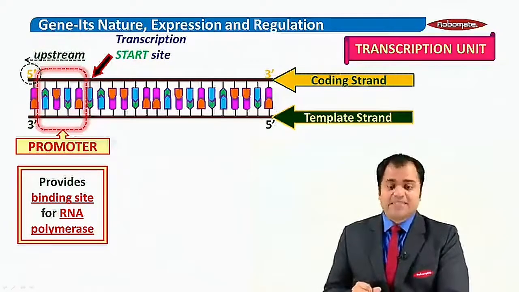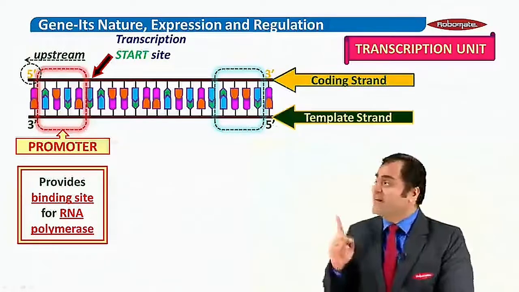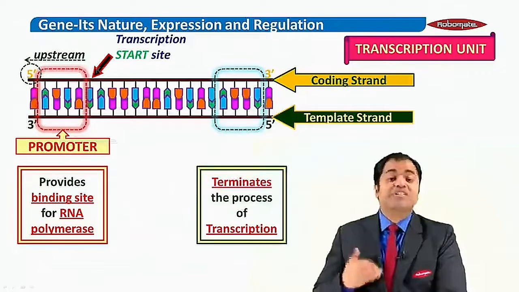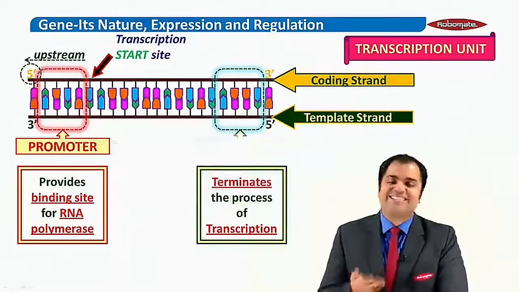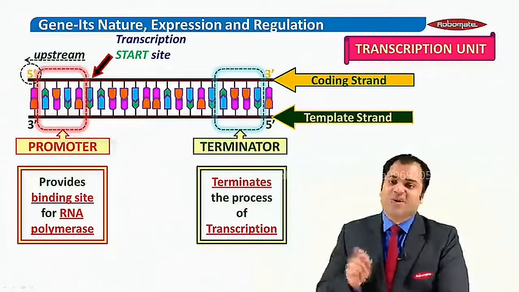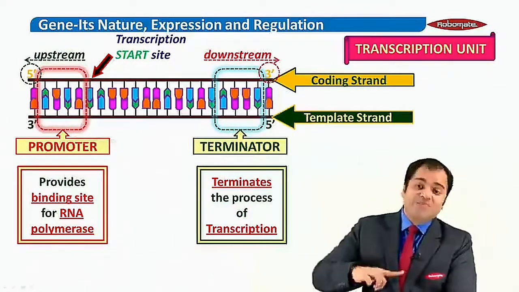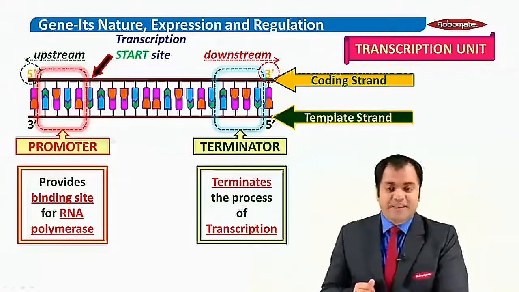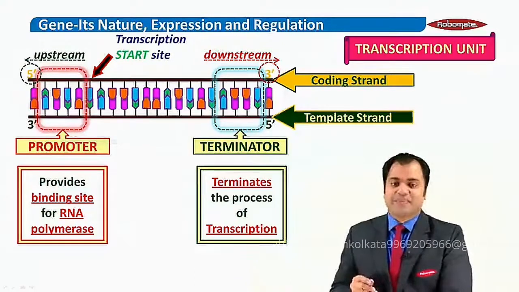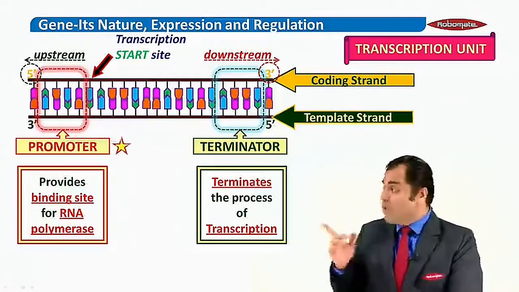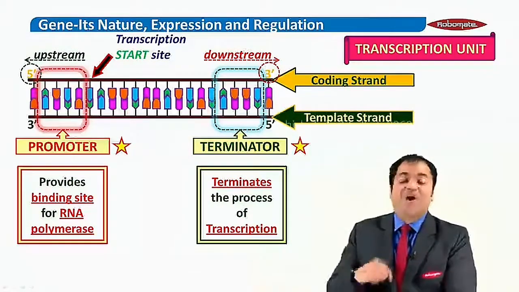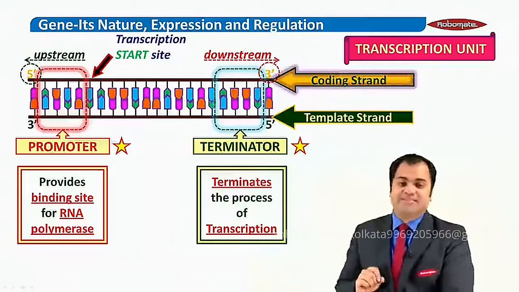Is that okay? Yes? Now on the other end, right, you will find another region which basically terminates the process of transcription. Now if it terminates the process, it is also called the terminator. You guessed it right. Now the terminator is always seen on the 3' downstream area of your gene. Is that okay? Right? Downstream means every area after the start site. Is that correct? Remember, the promoter and the terminator are both given their orientation based on the orientation of the coding strand. Is that okay?